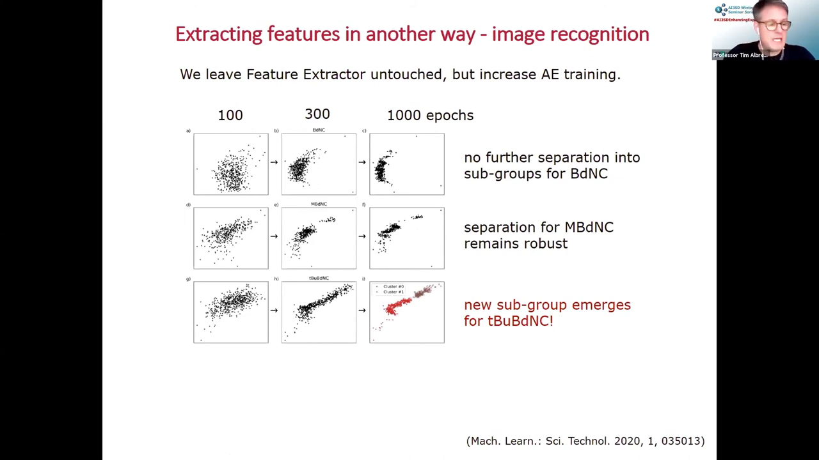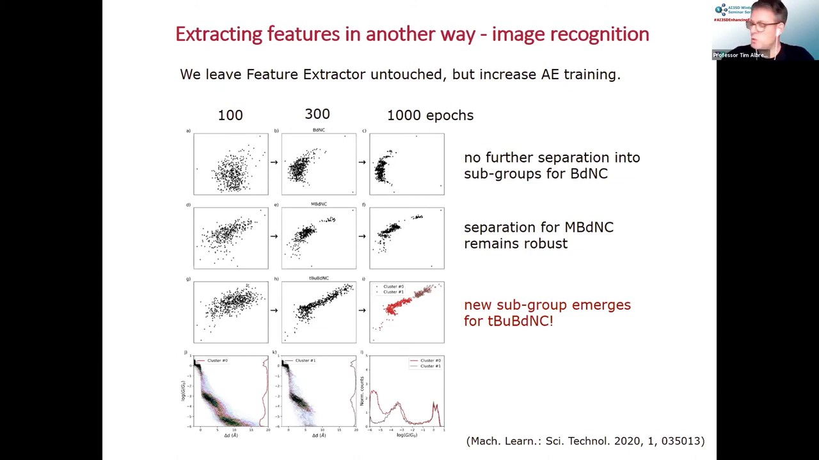Now for TBDNC, which is with the clunky side groups, what we see, to our surprise, is that we also see a separation into two clusters. Okay, again, this is cluster zero and this is cluster one. And again, this was not observed in the original paper, for example, nor when looking at more conventional data analysis tools. And if we look at the 2D histograms for these two clusters, we again see broadly similar behavior.